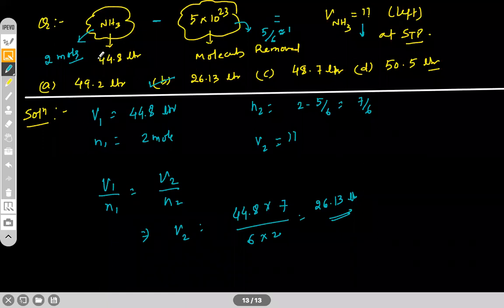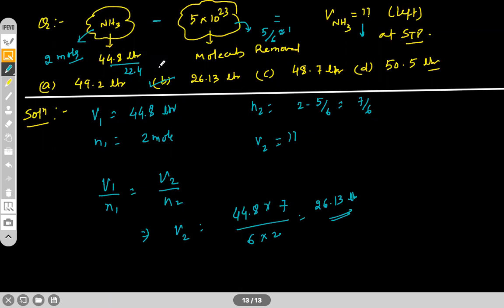44.8 liter is how many moles? This divided by 22.4 at STP. Bharat. Got it?